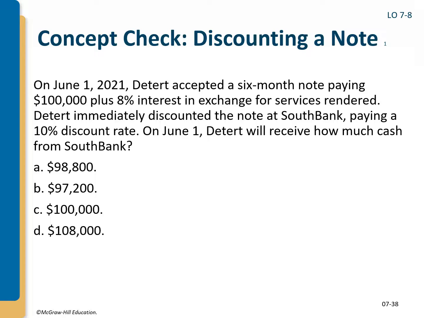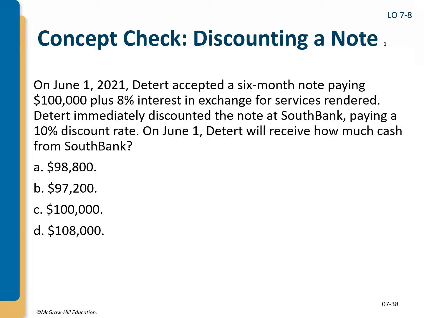Oh, I wish they showed you the journal entry. So you would have debited cash for the net amount and credited notes receivable and interest receivable and the loss for the difference, just like you did when you sold the accounts receivable.